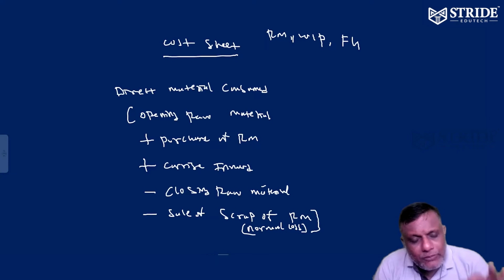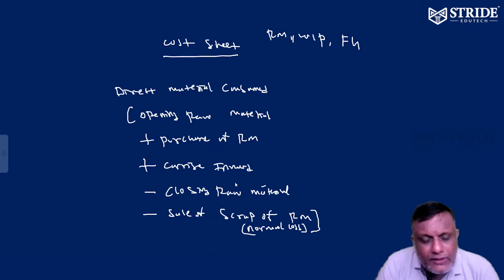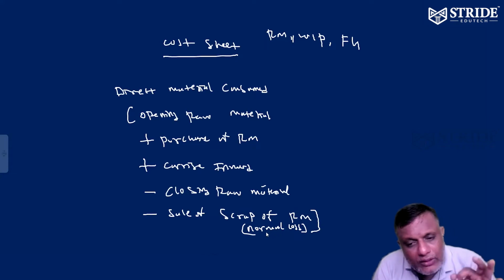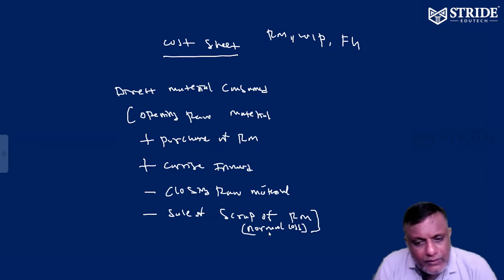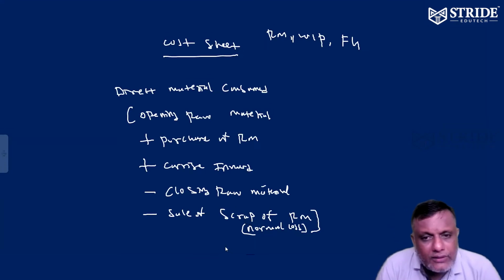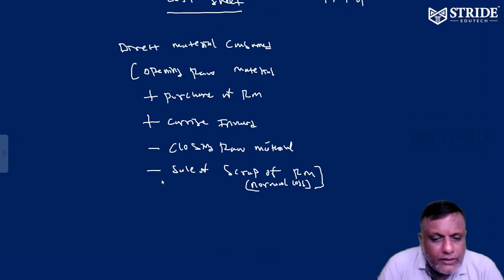Opening raw material, purchase of raw material, carriage inward, minus closing raw material, minus sale of scrap of raw material. Please memorize this. It is a normal loss, which means you cannot prevent it. So if there is any revenue generated out of the scrap, it has to be subtracted from the cost. So it's called direct material consumed. Number one, direct material consumed.